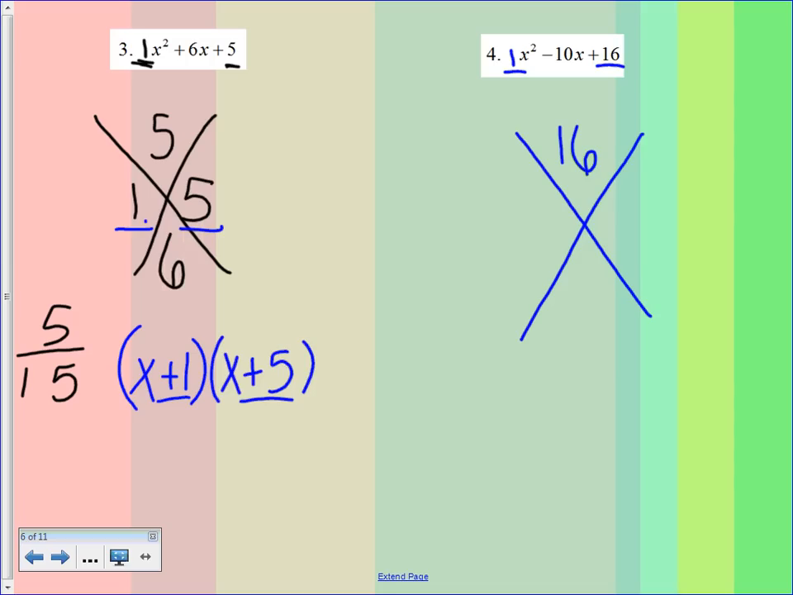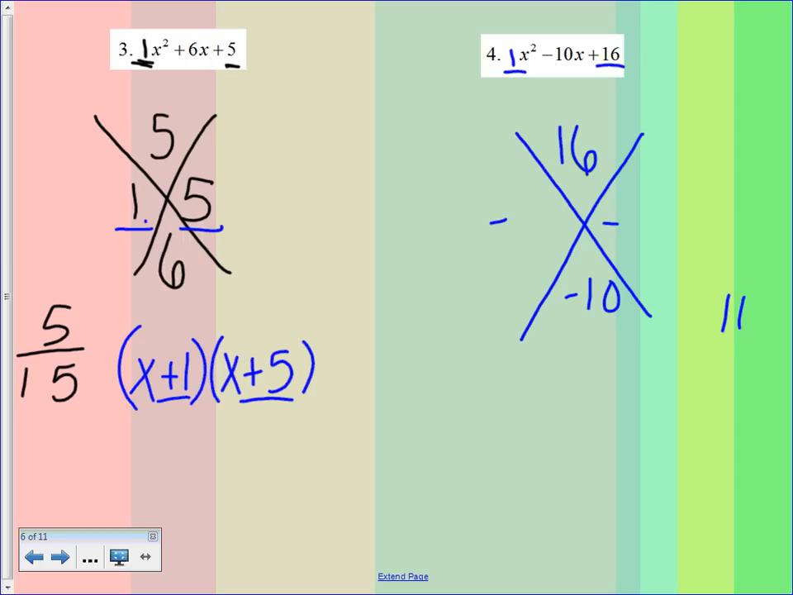The next thing we need to do is set up our sum. And our sum is that b term. So our sum is a negative 10. Now, notice here, positive product, negative sum. So that means both my factors are negative.